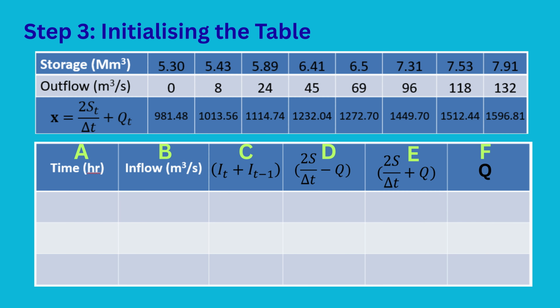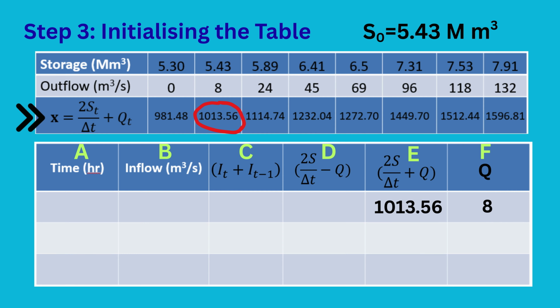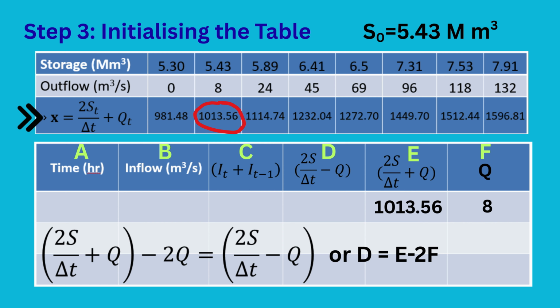In the third step, we initialize the table. Having initial storage of 5.43 million cubic meters, we refer to the provided storage-outflow data to get our initial outflow Q0, which will be 8 cubic meters per second. This sits in column F. Remember that we have already calculated the 2S over delta T plus Q for the given table, including these initial values of S and Q, which sits in column E. Then we can calculate 2S over delta T minus Q by deducting 2 times Q from 2S over delta T plus Q. That will give us 1013.56 minus 2 times 8, which will be 997.56 cubic meters per second.